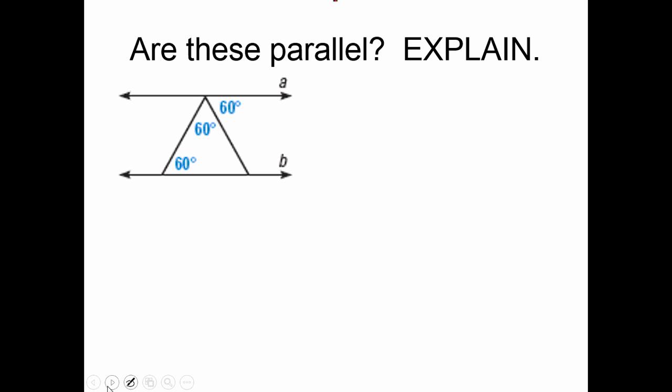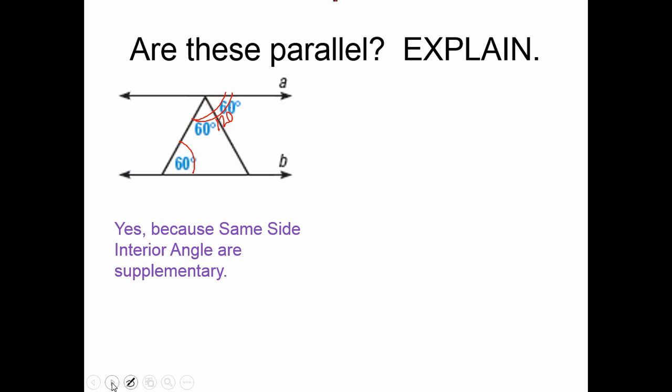What about this one? This one has a strange little triangle on the inside, but it's interior angles. This one and this one right here, those would be consecutive interior angles. So we'd add these two together, and that would be 120 degrees. So consecutive interior angles, yes, they are supplementary as they are supposed to be. So you could say yes because same side interior angles are supplementary. You could also say consecutive. That's the same word as that.